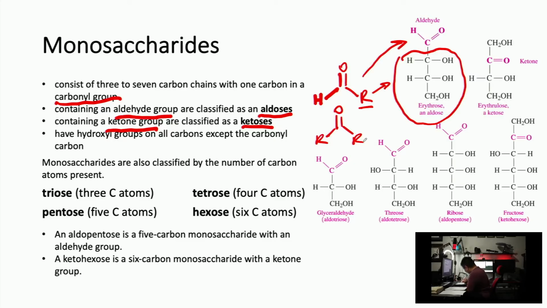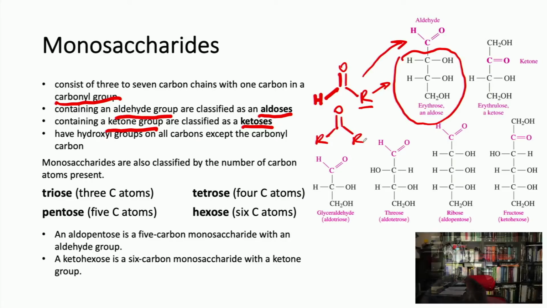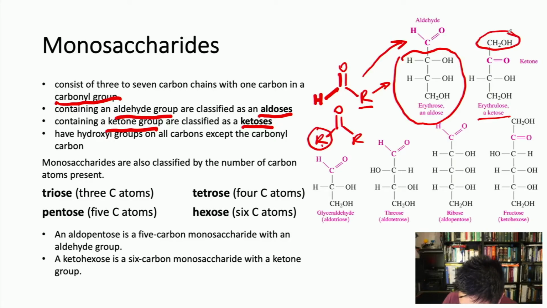So our example over here is erythrulose. Wow, that's hard to say. Erythrulose, right there. It's a ketose. And you can see that one part of the R group here, we'll call that R1, is over here. Okay, here's R1, and then the other one, R2, right here, is the rest of this guy right here.